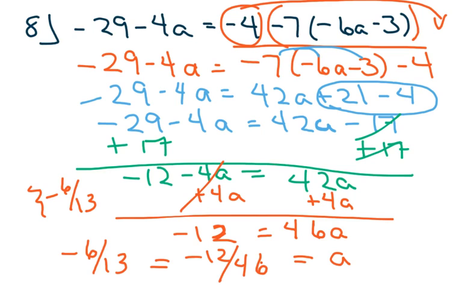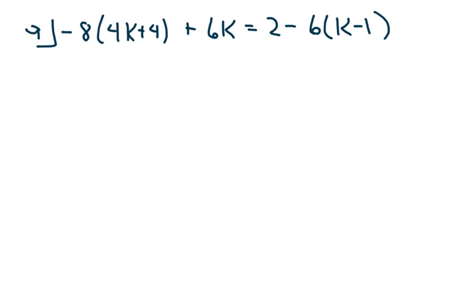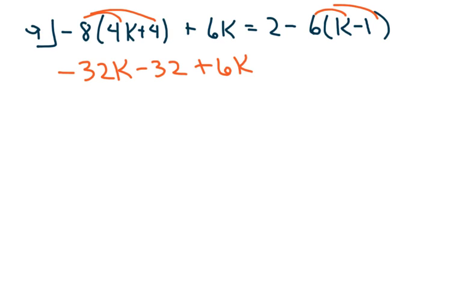All right, and the next one is, this one we have two distributive properties. So the first thing I'm going to do is get rid of the parentheses and distribute here. I'm going to do this one and copy everything down. So we get negative 32k minus 32 plus 6k equals, and I'm going to go ahead and leave the 2 here.